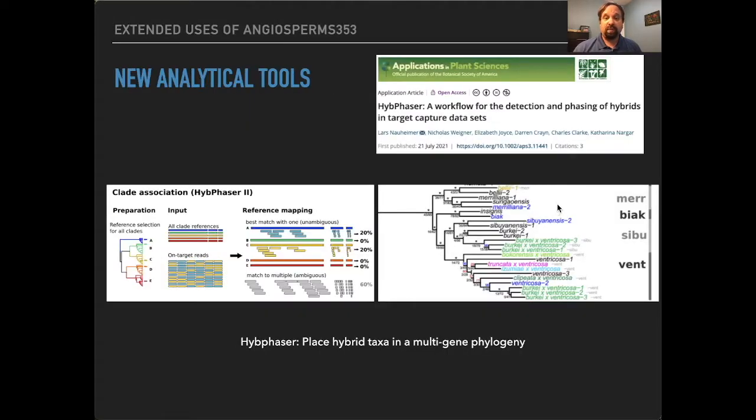Finally, I want to mention a few papers that show Angiosperms353 is following in the footsteps of rbcL by inspiring new analytical innovations. Here, a new method by Nauheimer et al. called HybPhaser is able to identify alleles in hybrid taxa and phase the sequences. This is an important development because hybrid taxa are often excluded from phylogenetic analyses, especially when using many genes. HybPhaser can make sure that our studies of biodiversity don't exclude hybrids, even if target capture data is used.